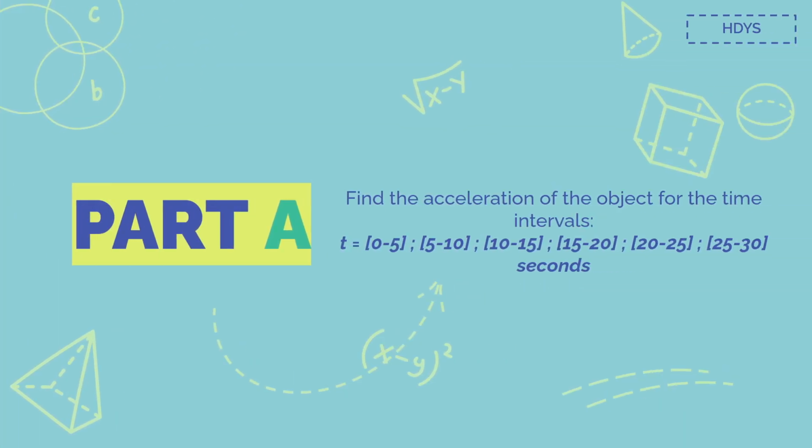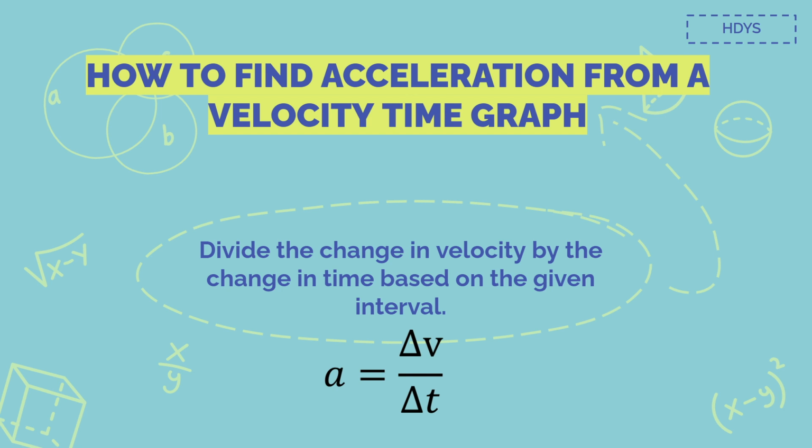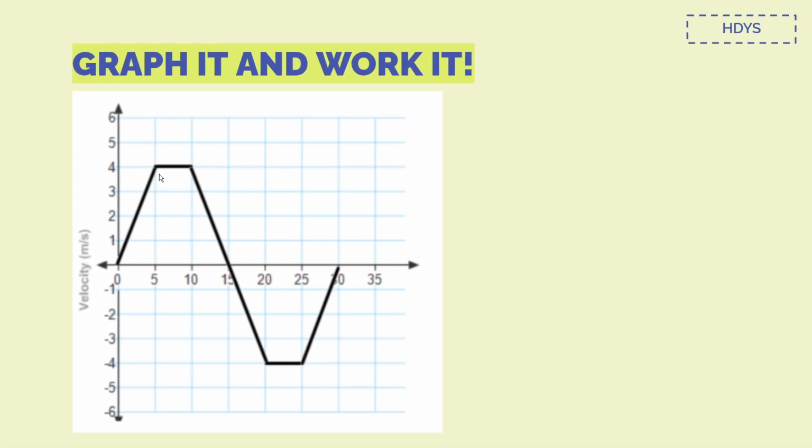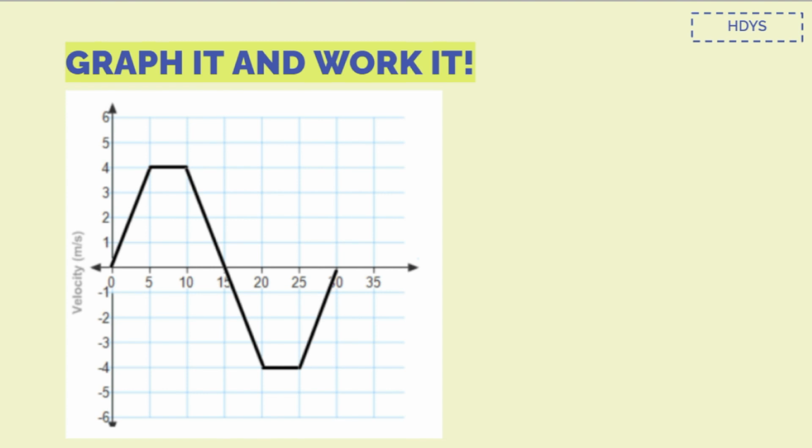So part A, find the acceleration of the object for the time intervals, 0 to 5, 5 to 10, etc. seconds. Now how do we actually find acceleration for a velocity-time graph? Essentially, all you're doing is finding the slope of each interval. That would mean dividing the change in velocity by the change in time based on the given interval. So we have here, a, which should have an arrow because it's a vector, is equal to change in velocity over change in time. So we would just be finding the slope here, here, here, here, and here. So let's get into solving this problem.